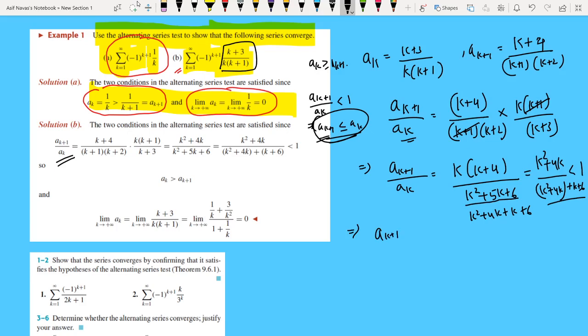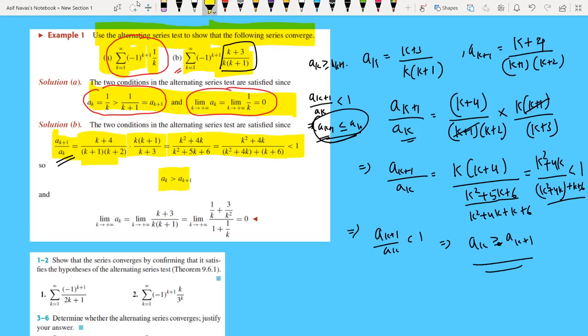So ak plus 1 divided by ak is less than 1, which implies ak greater than or equal to ak plus 1. So the first condition is satisfied. Any doubt? So we just take ak plus 1 divided by ak, then ak is greater than ak plus 1.